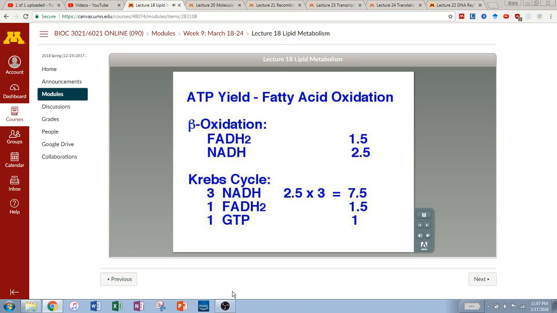In a round of beta oxidation, there's 1 acetyl-CoA produced. The acetyl-CoA enters the TCA cycle and yields 10 ATPs, 7.5 ATPs from the 3 NADHs, 1.5 ATPs from the FADH2, and 1 ATP equivalent from GTP.